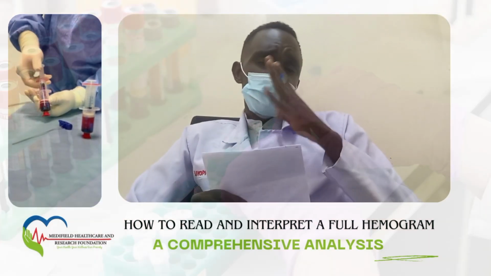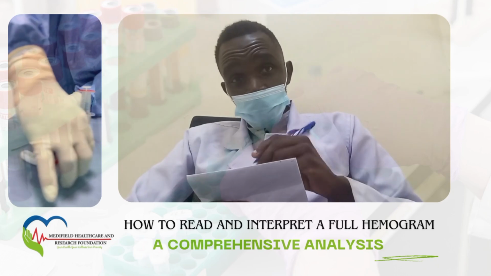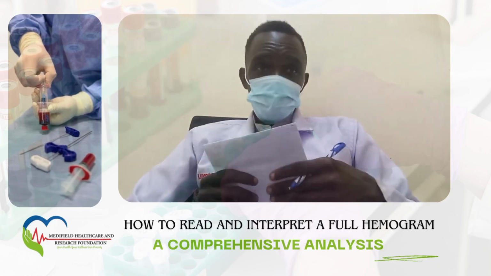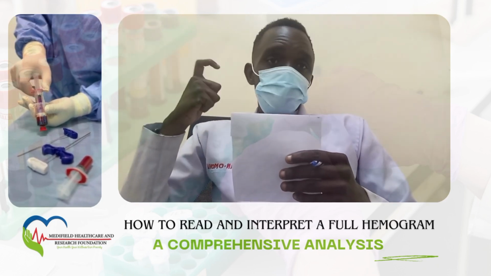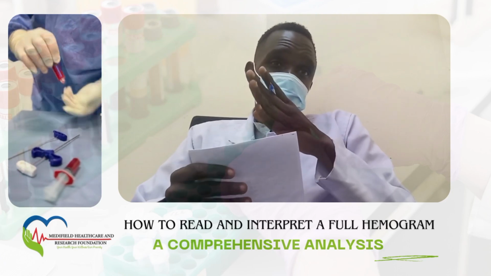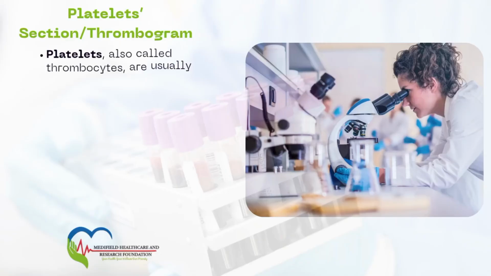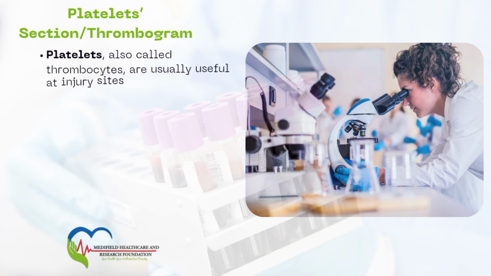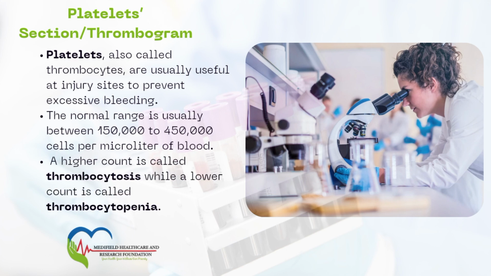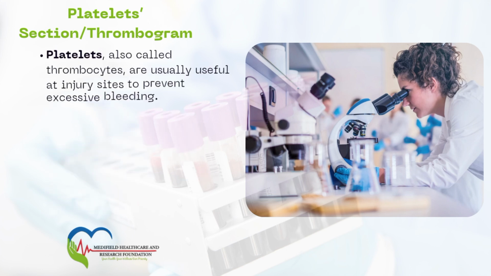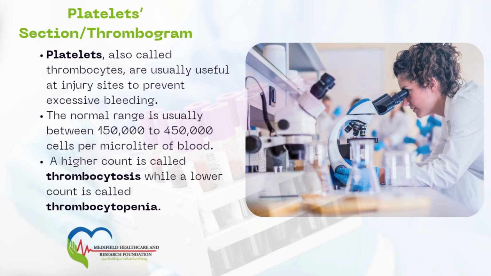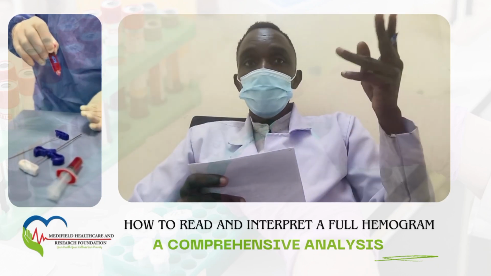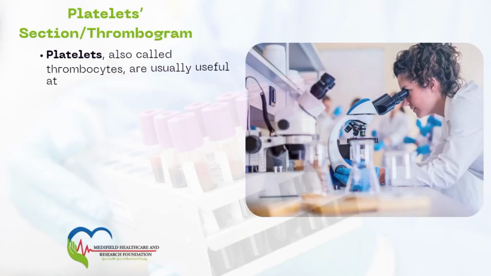Let's get into the last part of the full hemogram, that is the platelet section, which I will call the thrombogram for the purposes of this presentation. This part, as the name suggests, looks into the coagulation aspect, based on the platelet count, and platelets are also called thrombocytes. They're usually useful at injury sites to prevent excessive bleeding by forming a clot in those areas. The normal range is usually between 150,000 to 450,000 cells per microliter of blood. A higher count is called thrombocytosis, while a lower count is called thrombocytopenia.